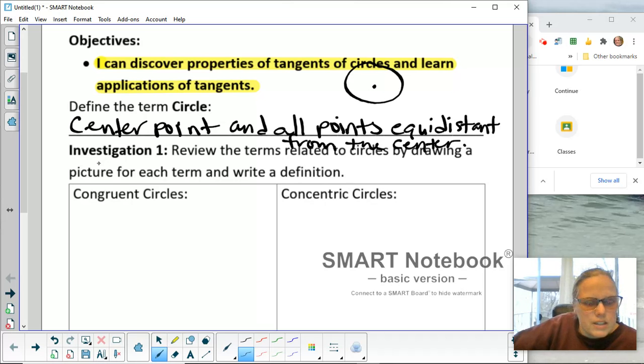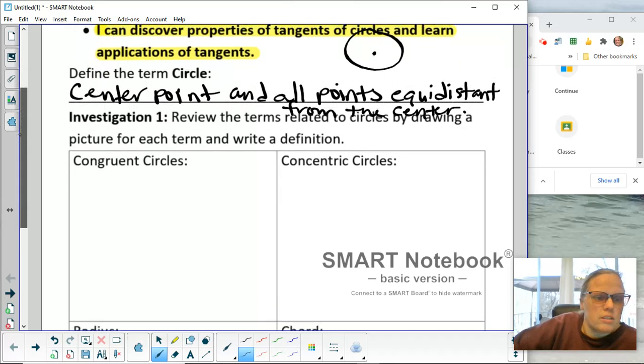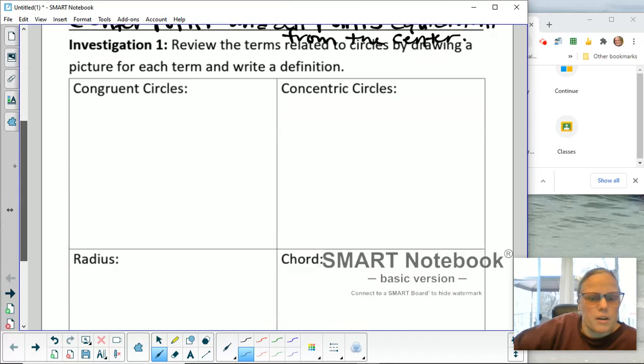All right, investigation number 1. Review the terms related to circles by drawing a picture for each term and writing a definition. Now, some of these terms might be familiar and some might be new. So let's look at each term here.